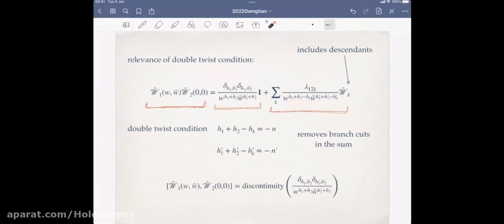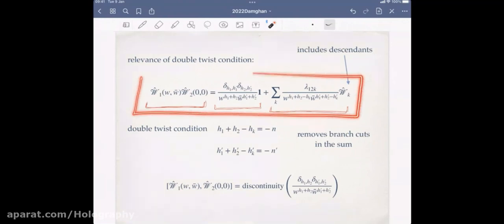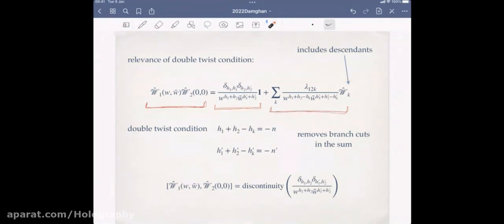I have to have that h1 plus h2 minus hk is minus an integer, and similarly for the primed h's. And so when I plug that in here, right, the w comes upstairs, becomes a positive integer power of w, and there'll be no branch cuts in this sum. And so if I want to think about the discontinuity in the commutator of these two boundary fields, it's completely determined by this first term, by the identity operator contribution. Okay, and that will be the key observation in this contour integral argument.